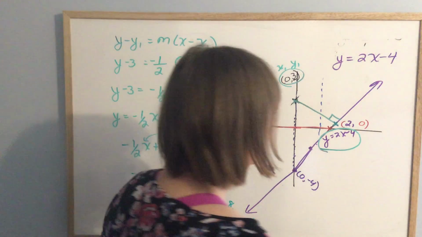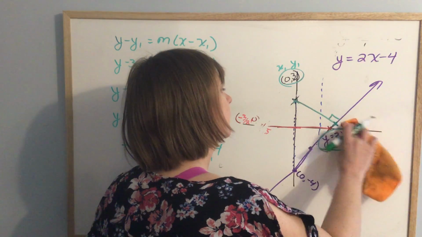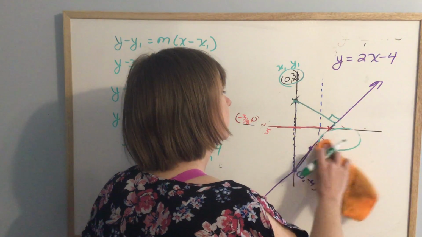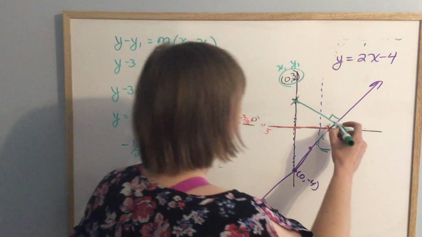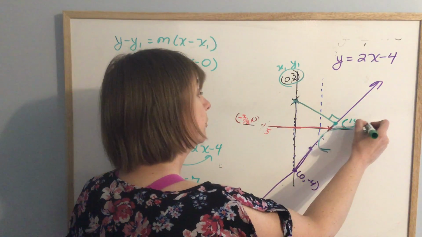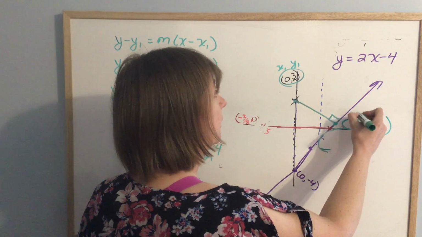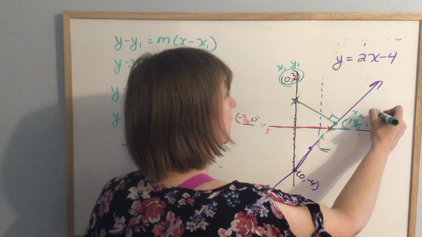So I'm running out of space to label stuff. So let me take that out of there. Let me take that out of there. So this end of the line is 14 over 5. And if you prefer decimals, put it in decimals. And 8 over 5. So that is my x2 and my y2.